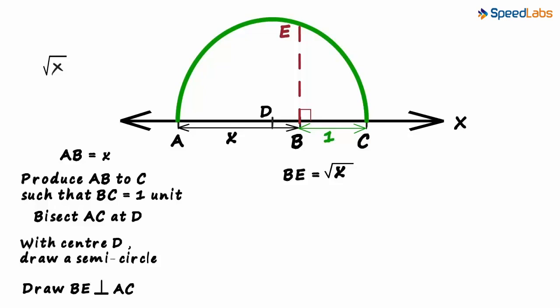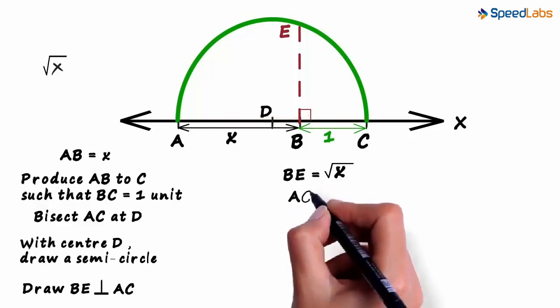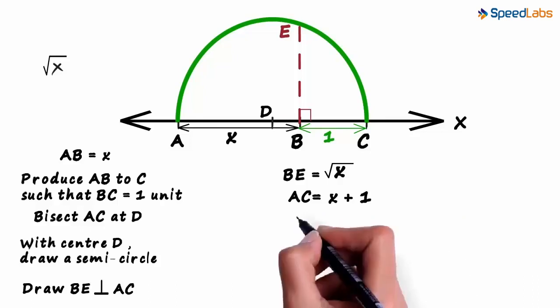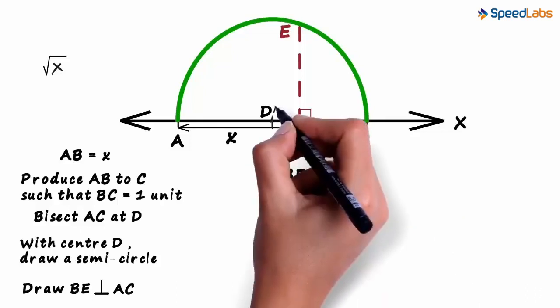But wait, how do we get BE as root x? There's nothing obvious in this figure. So let's prove this fact. Let's prove why BE will be root x. The length AC, as we can see, is equal to AB plus BC, which is x plus 1 units. So we have AC is equal to x plus 1 units. To complete the proof, we need to do a little bit of construction. We need to join DE like this.